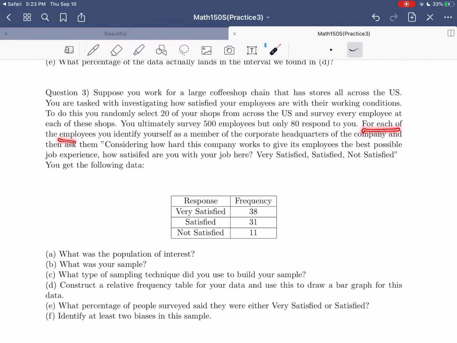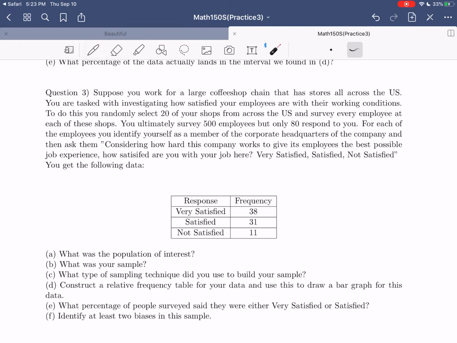For each of the employees, you identify yourself as a member of the corporate headquarters, and you ask them, considering how hard this company works to give its employees the best possible job experience, how satisfied are you with your job here? Very satisfied, satisfied, not satisfied. So you get the following data. 38 people said very satisfied, 31 said satisfied, and 11 said not satisfied. If we add those up, 38 plus 31 plus 11, we do get 80, which makes sense because we know only 80 people responded.